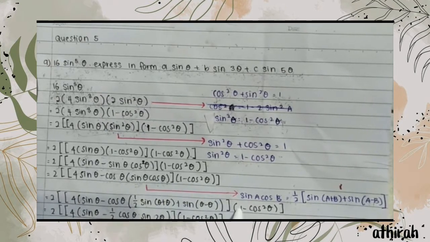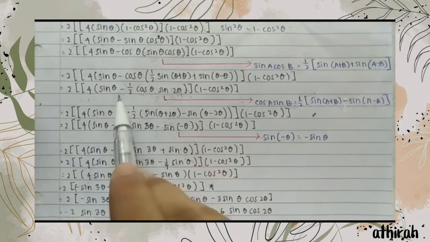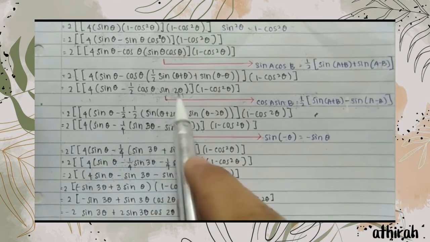Sin theta cos theta equal to sin A cos B, which is equal to 1 over 2 sin A plus B plus sin A minus B. Our A is theta and B is theta. We substitute the value in the equation and we simplify. After we simplify this equation, we will get negative 1 over 2 cos theta sin 2 theta.